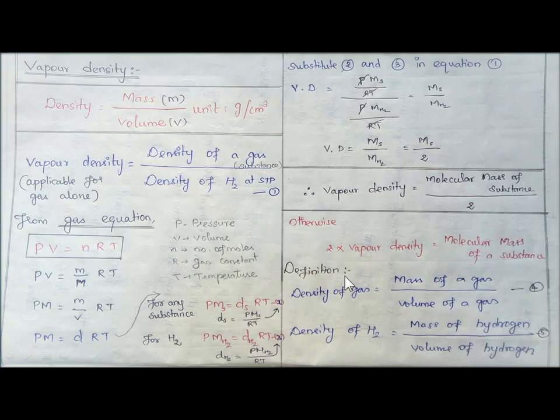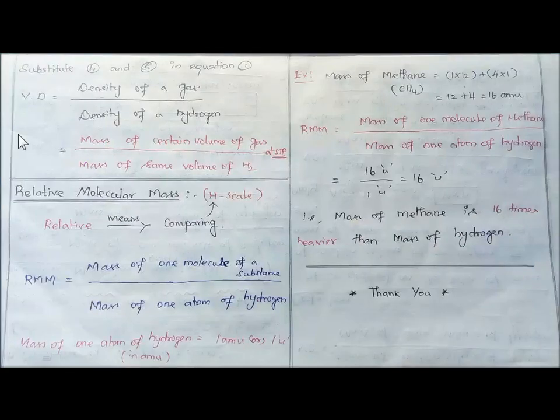Now, the definition we will write. Density of a gas is equal to mass of a gas divided by volume of a gas. Density of hydrogen is equal to mass of hydrogen divided by volume of hydrogen. With this we are going to write the definition of vapor density. Vapor density is equal to density of a gas divided by density of hydrogen. So from this density definition we write mass of certain volume of a gas at STP divided by mass of same volume of hydrogen at STP. So this is the definition of vapor density.